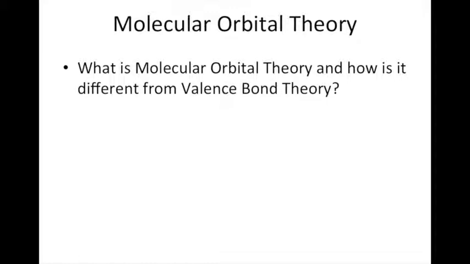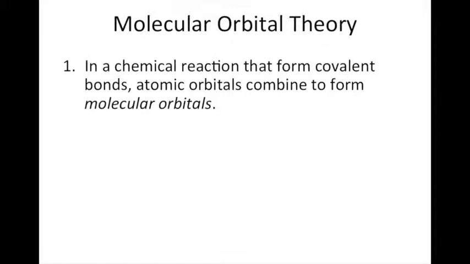So how is it different from valence bond theory? Well, there are three important points that we want to discuss related to molecular orbital theory. First, when we form a covalent bond, the atomic orbitals of the atoms that are forming the bond combine to form molecular orbitals. So the atomic orbitals do not just overlap, they form brand new orbitals called molecular orbitals.